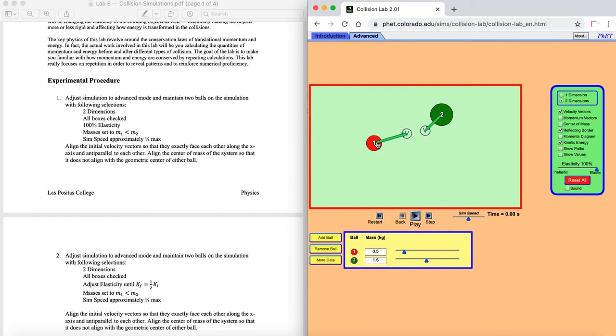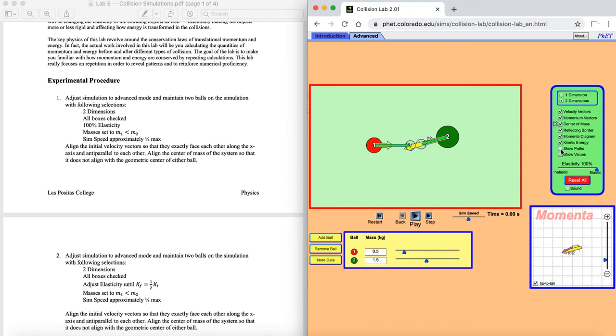The 6 different versions are all going to be about how we orient these balls, how we change their velocity vectors, and so on. Alright, so let's look at number 1. So first of all, it's going to be 2 dimensions, which it is as soon as we went to the Advanced tab. Then we're going to turn on all the other boxes. So check, check, check, check, and check. We're going to leave elasticity at 100%. We're going to make sure mass 1 is less than mass 2, which it already is. Then we're going to slow down the sim speed to about 1/4. The default is half. So get that on 1/4.